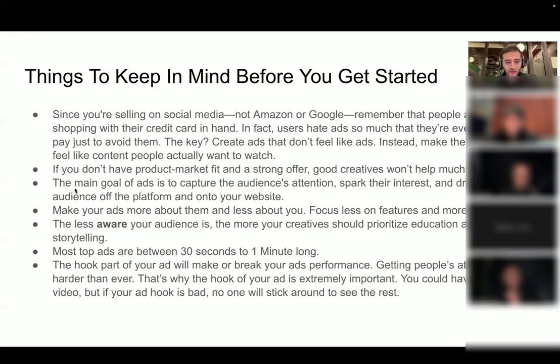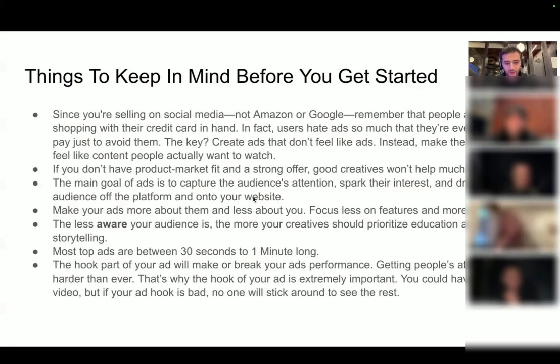Because at the end of the day, the main goal of ads is to capture the audience's attention, spark their interest, and drive them off the platform onto your site. Of course, you want your creatives to sell as well, but your first goal with the creatives is to get people out of the platform and onto your page. And when they land on your page and see that you don't have a good offer, like a no-brainer offer, or the value proposition is not communicated well on your site, they will not buy.